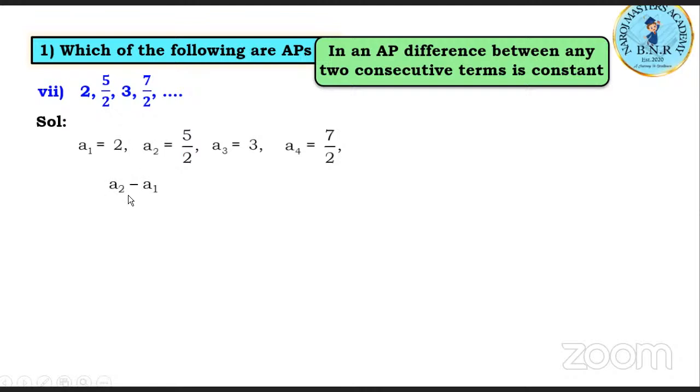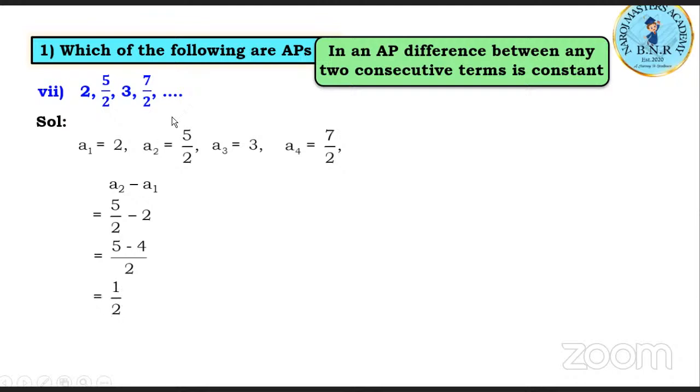So here, our next step is to find the difference. Here you can see, what is the first and second term? 2 and 2.5, or 5 by 2, both are the same. A2 is 5 by 2 and A1 is 2. So you can write it like this, very simple. 2 2s are 4. The LCM is 2. So 5 minus 4 by 2. 5 minus 4 is how much? 1. So 1 by 2.